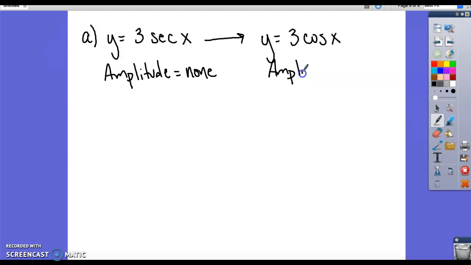Here, the amplitude, right, of this graph is 3. Okay, the period is the same. It's 2 pi over b. This hasn't changed. This is still a. This is b. Okay, period is 2 pi over b, so 2 pi over 1. So the period of this function is 2 pi.